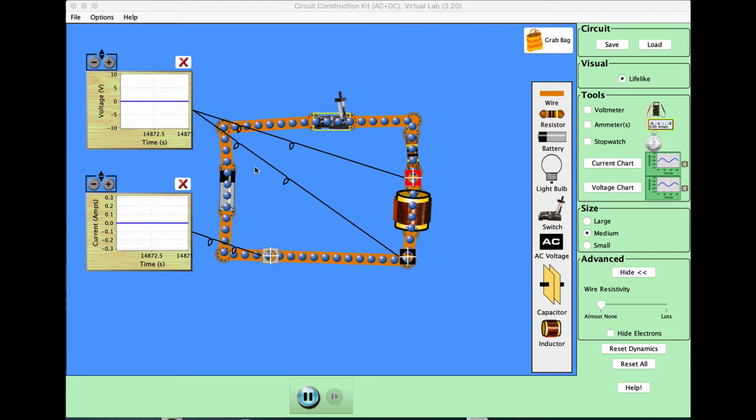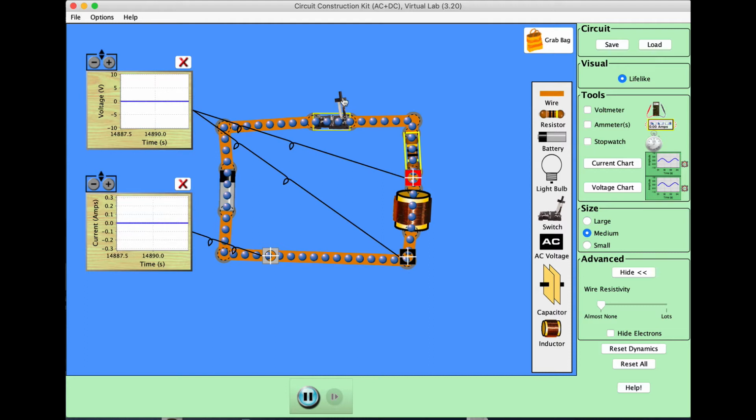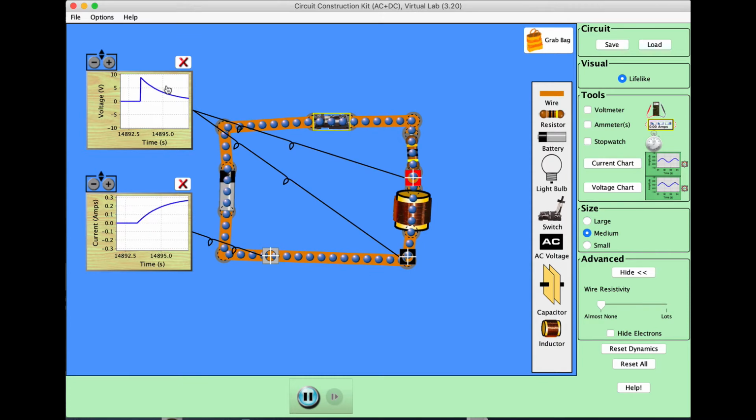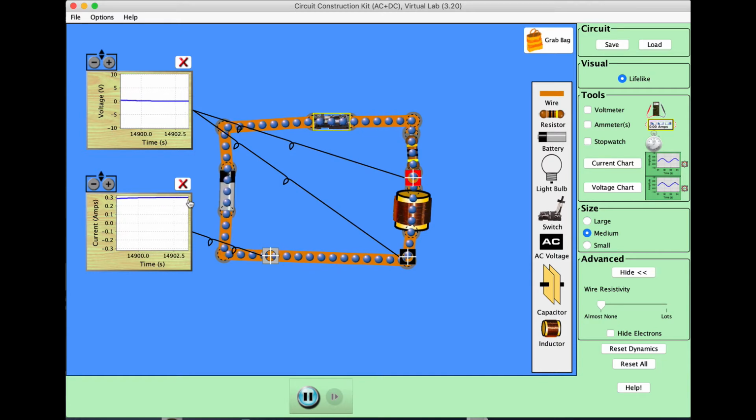I've got a battery, a switch, a resistor, an inductor, and the voltage across the inductor is read here, and the current through the circuit elements is shown there. So this is with the resistance value set to 30 ohms. Watch what happens when I close the switch. The voltage comes up to about 9 volts, and the current comes up to 0.3 amps in a reasonably slow time.